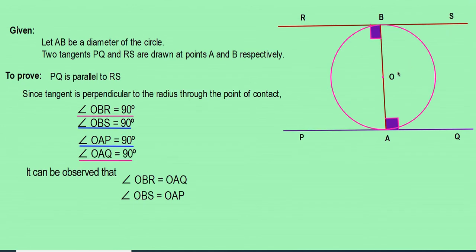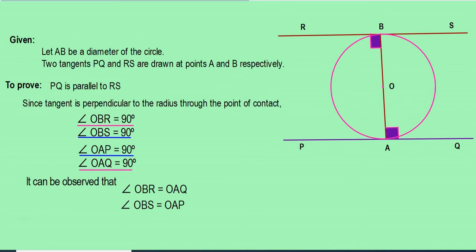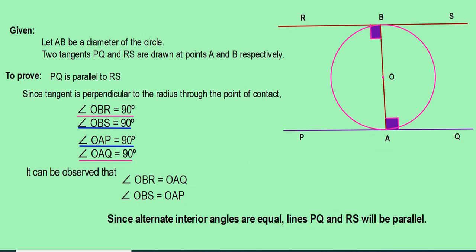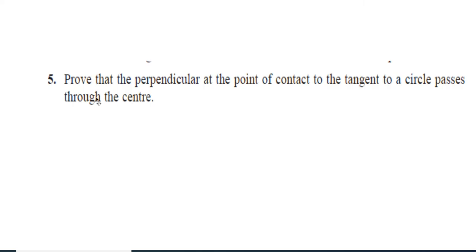Now look at the figure. OBR and OAQ both are alternate interior angles and they are equal. If alternate interior angles are equal, you can say lines are parallel. So we can write, since alternate interior angles are equal, lines PQ and RS will be parallel. Hence it is proved.